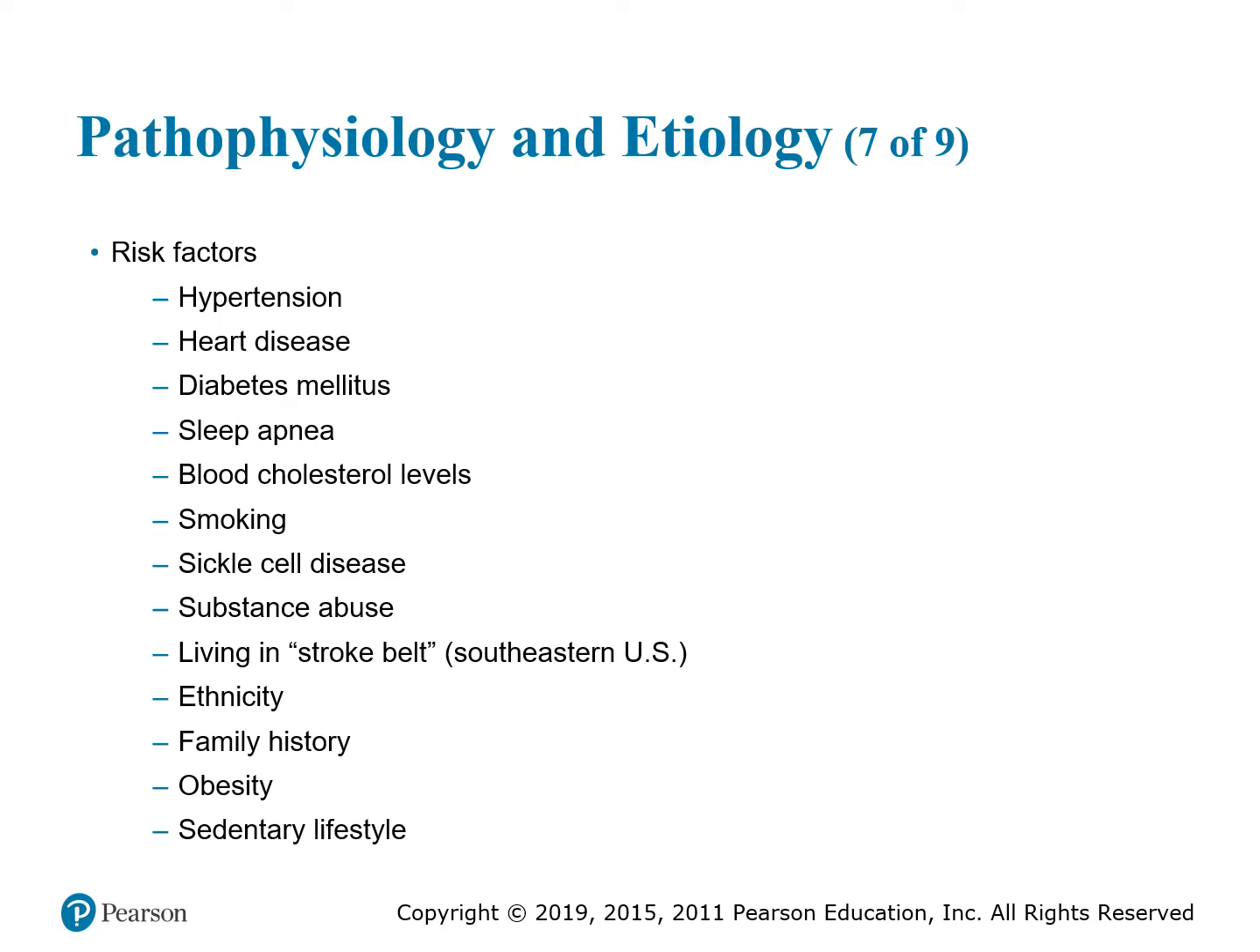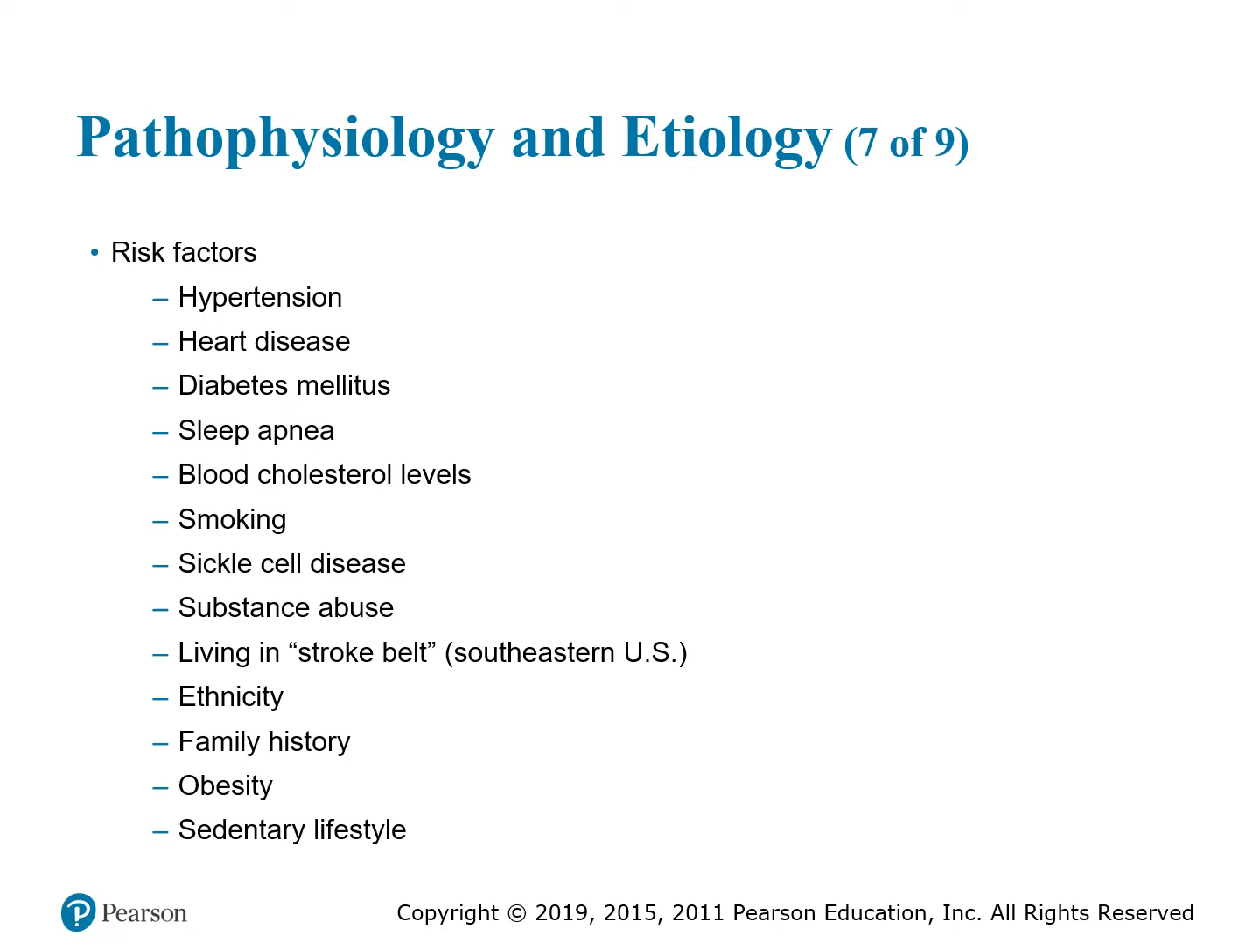Sickle cell, because of the changes in the size and the shape of the RBC, they clump together and form clots. Very susceptible to a stroke because of the clots. Substance abuse. We know that certain drugs can decrease cerebral blood flow: marijuana, anabolic steroids, heroin, amphetamines, and cocaine. Some of those are the main ones.